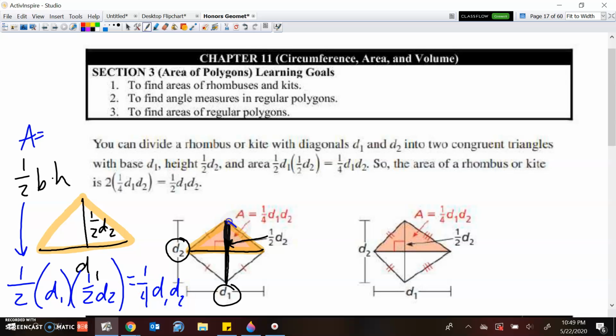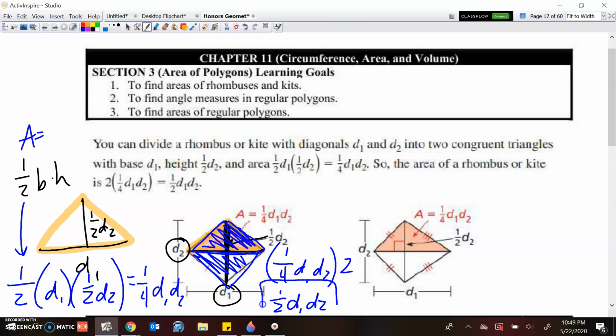Now remember, this was only the area of the red triangle. That's going to be symmetrically equivalent right below it. So I'm going to multiply this number by 2. So 1/4 D1 D2 times 2, and we're going to get an answer of 1/2 D1 D2 for the area of this entire rhombus. Okay, now the same thing would happen over here when I would work through that, because it's the same setup.